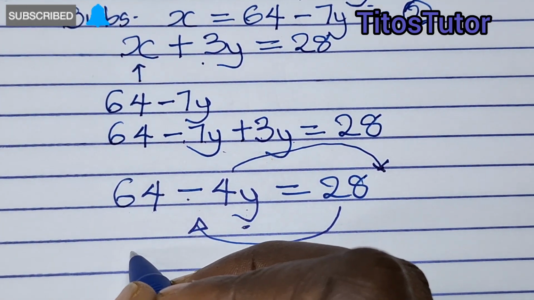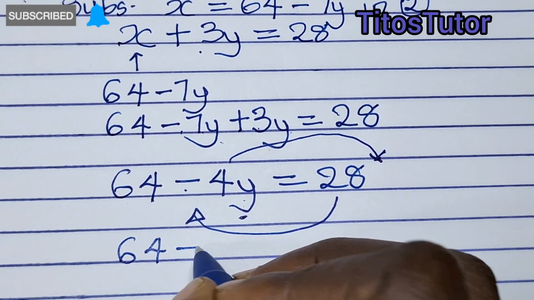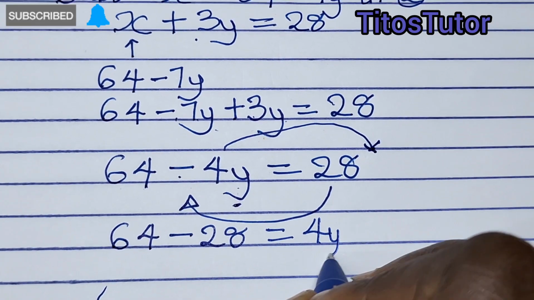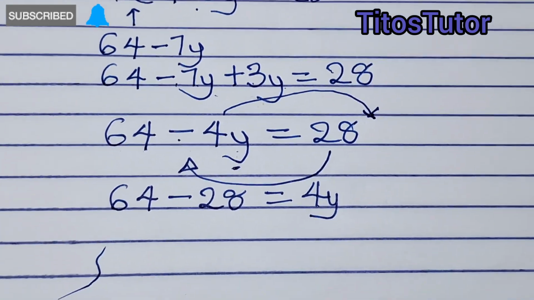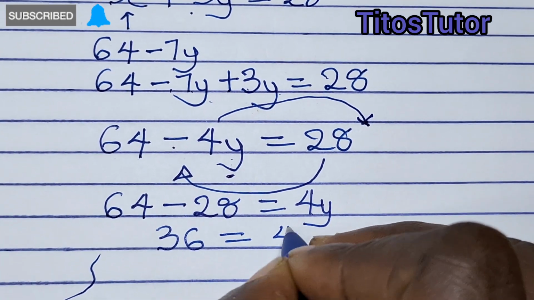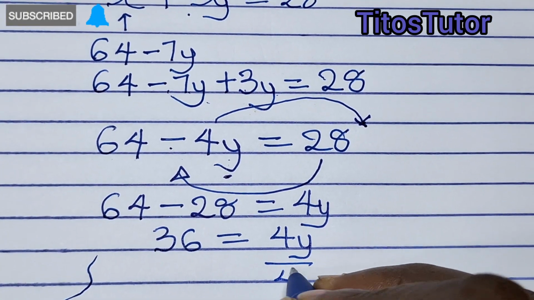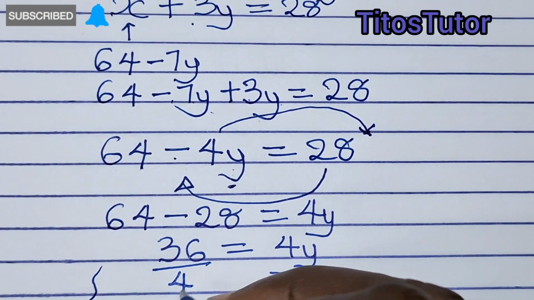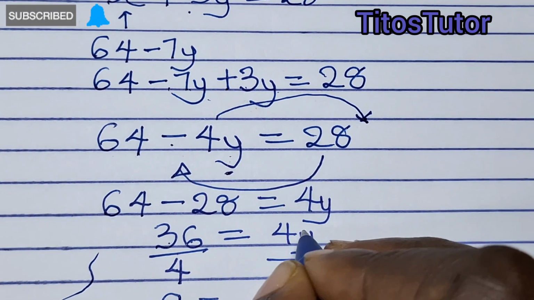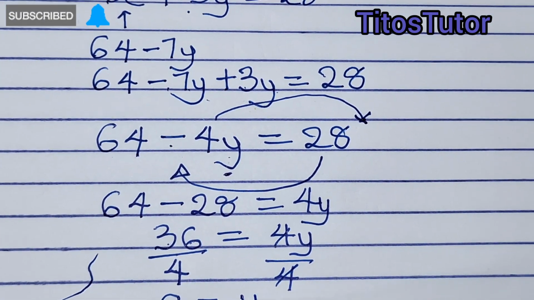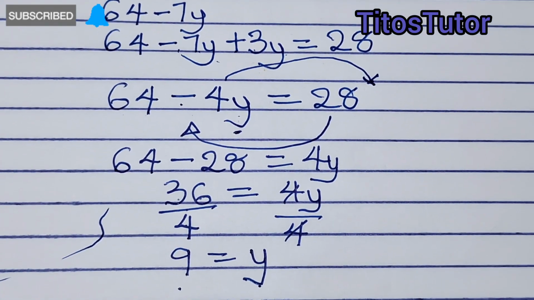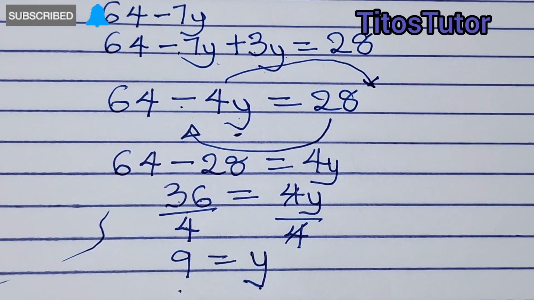Okay, so I have 64 minus 28 is equal to 4y. Now 64 minus 28 is 36. 36 is equal to 4y. So I can divide both sides by 4. 36 divided by 4 is 9. And this 4 cancels this 4. I'm left with y. So my y is equal to 9.